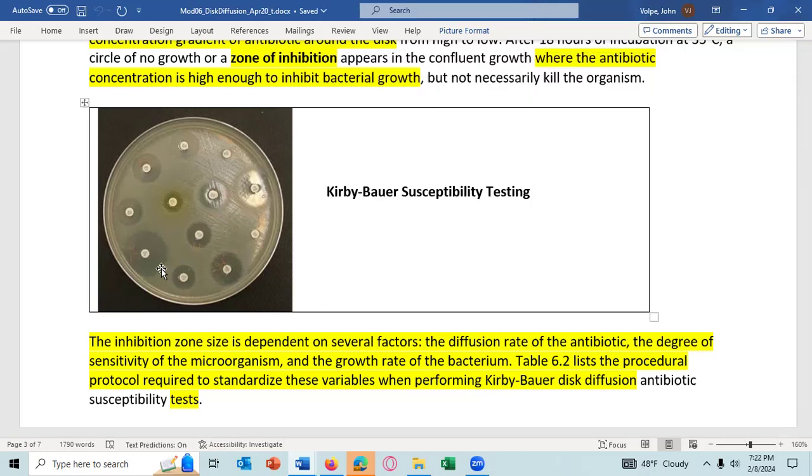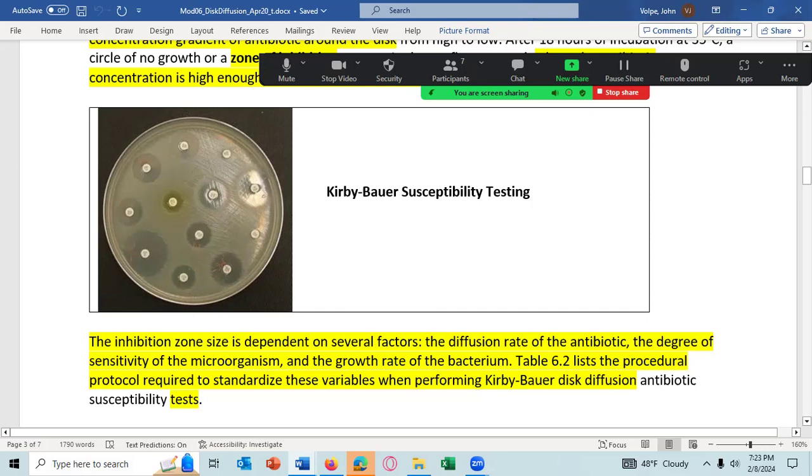The growth rate of the bacterium can also affect the size of the zone of inhibition. Let me see if I remember this now. If the bacteria grows more rapidly, generally speaking, the zone of inhibition will be smaller than if the bacteria were to grow slower. And that's not always the case, but that's often the case.